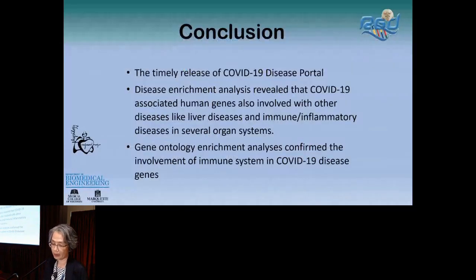So in conclusion, we have a timely release of the COVID-19 disease portal. We curated publications and also integrated imported data from other data resources to make this data available to either experimental biologists or computational scientists so that they can use this data for their study. We performed disease enrichment analysis. This reveals that COVID-19 associated human genes are also involved with other diseases like liver disease and immune inflammatory disease in several organ systems. And we finally confirm the molecular function by GO enrichment analysis and confirm that the immune system genes are highly involved in COVID-19 disease pathogenesis.